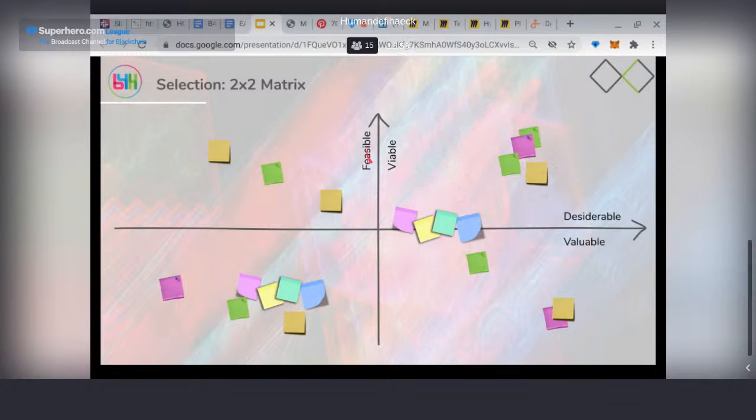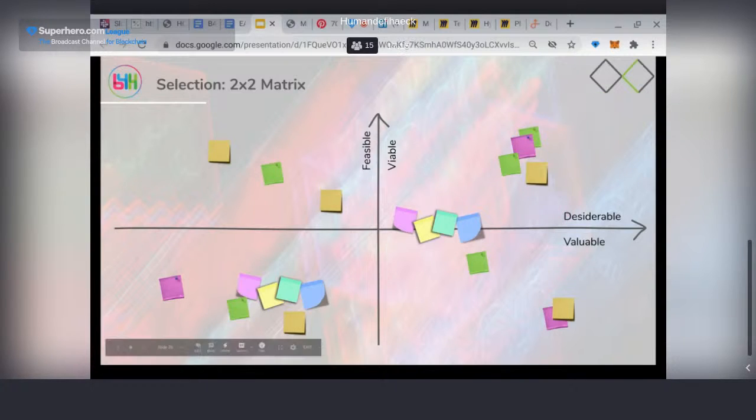Go for those opportunities that are very feasible and viable, but also valuable and desirable. Usually, if a thing is in the top right, like here, it's because someone else already did it.